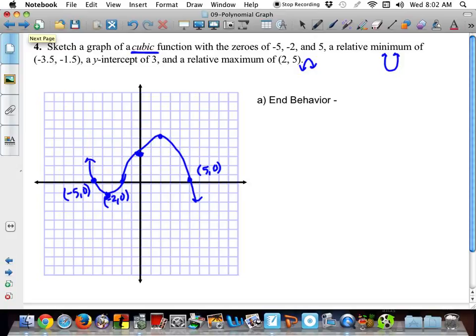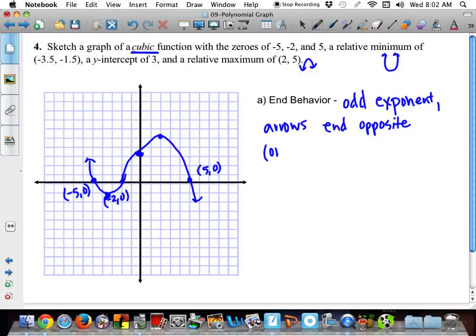And so the end behavior here, what I want to point out, we're talking about a cubic function. This is an odd exponent. The arrows end opposite. So what I mean by that, one arrow is up, the other is down. So you can use this as an example of that.